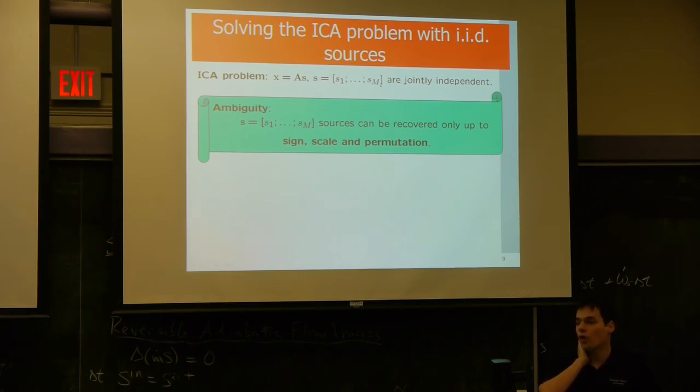So we have no hope to recover the sign of S1 or the scale of S1, and if we permute these independent sources, they are still independent, right? So this is trivial.